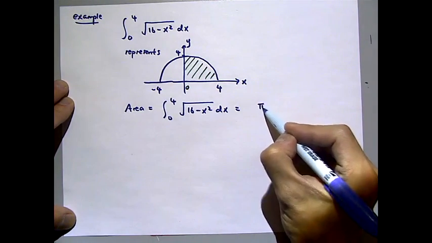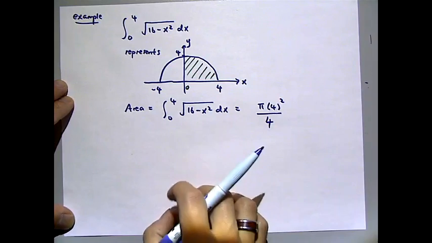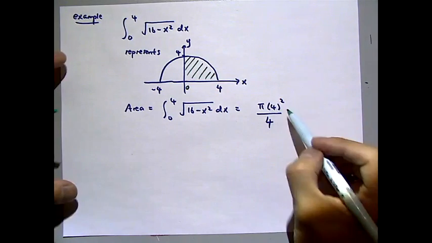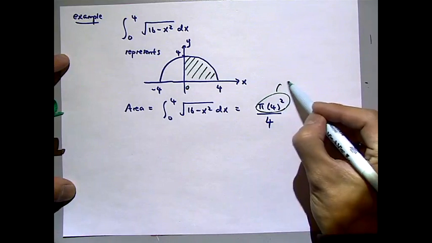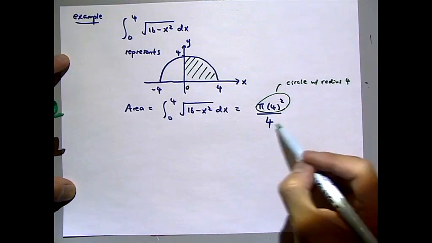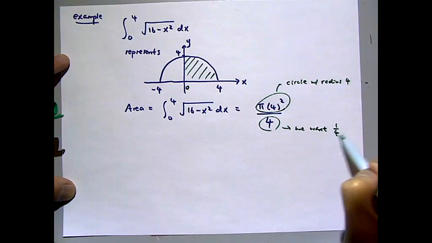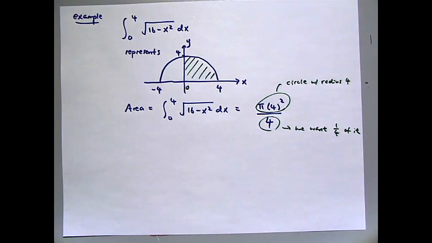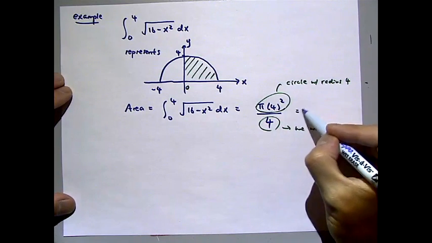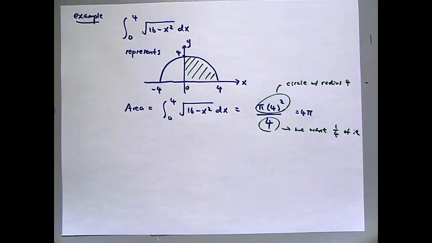So here's the circle radius 4, pi r squared over 4, right? This portion is a circle with radius 4, because we want 1/4 of it. So this turns out to be 4 pi, of course. Okay.